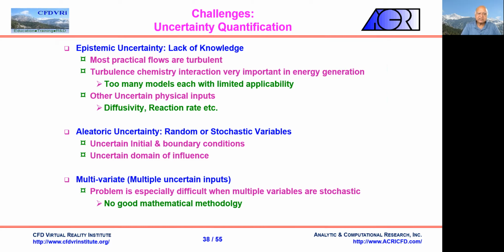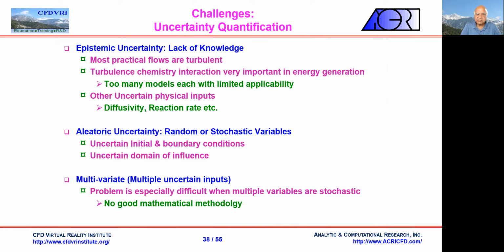There is a second kind of uncertainty called aleatoric uncertainty. That means some variables by nature are unknown, random, or stochastic. For example, initial and boundary conditions. Take an atmospheric case or the case of simulating a flow in the ocean. Well, the initial and boundary conditions are highly stochastic. They are complex functions of many variables, and we almost certainly never know them exactly.